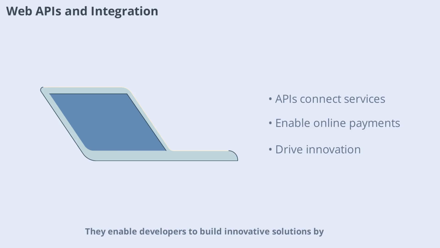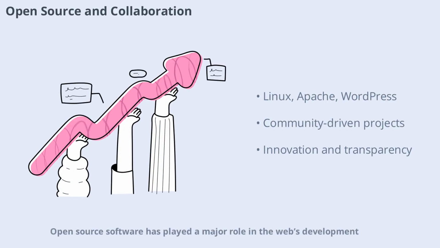They enable developers to build innovative solutions by integrating data and services from across the web. Open-source software has played a major role in the web's development. Projects like Linux, Apache, and WordPress are built by communities of developers who share their work freely. Open source encourages collaboration, innovation, and transparency, making the web a more vibrant and adaptable platform.